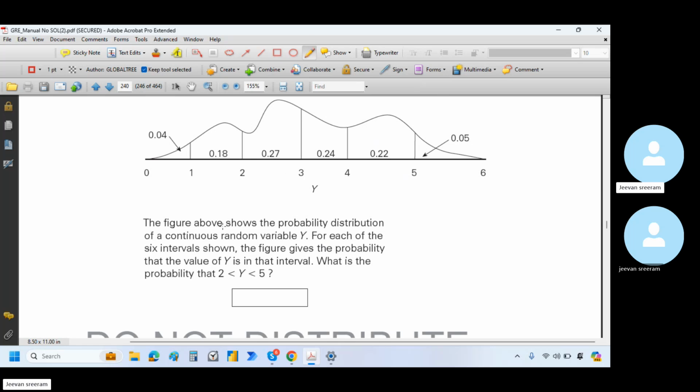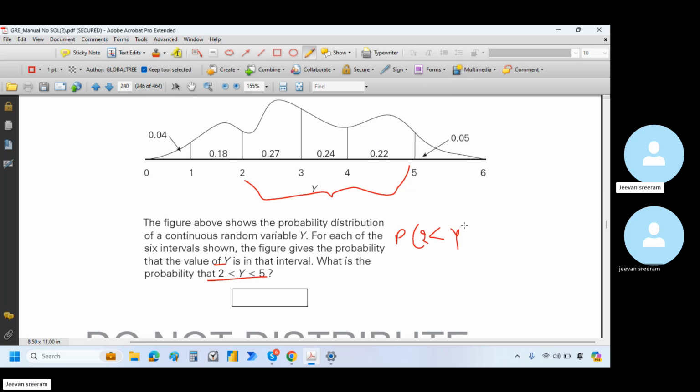Please observe this question. The figure above shows the probability distribution of a continuous random variable y. For each of the 6 intervals shown, the figure gives a probability of the value of y. So what's the probability? Okay, it's a probability density curve, so between 2 and 5, the probability is 0.27. It's so direct, no?